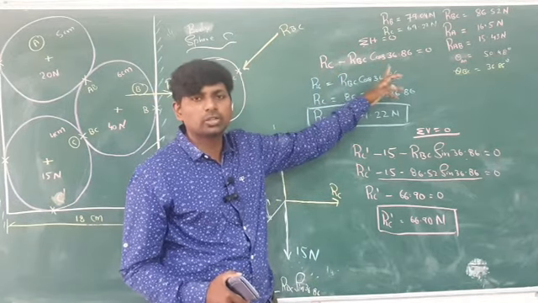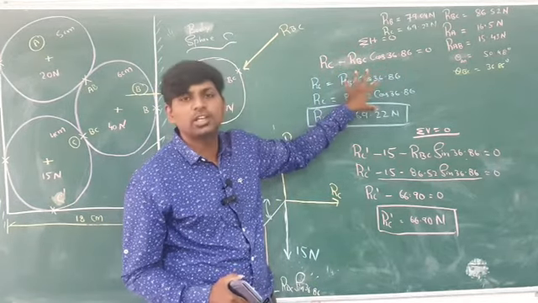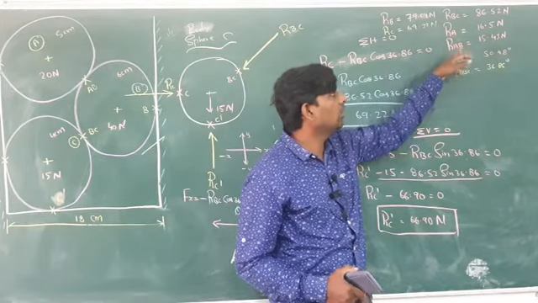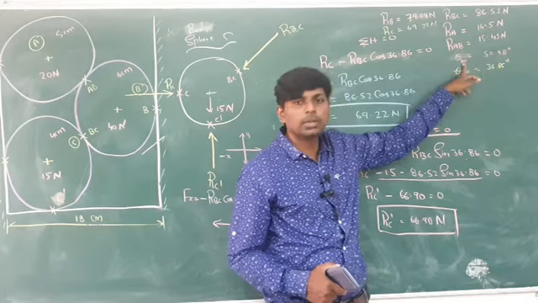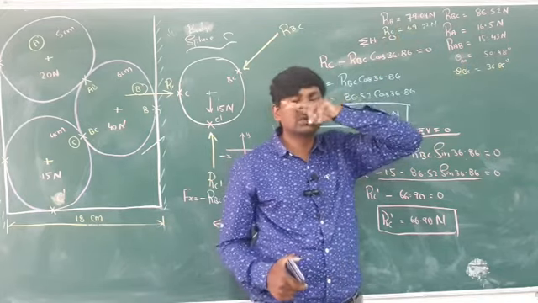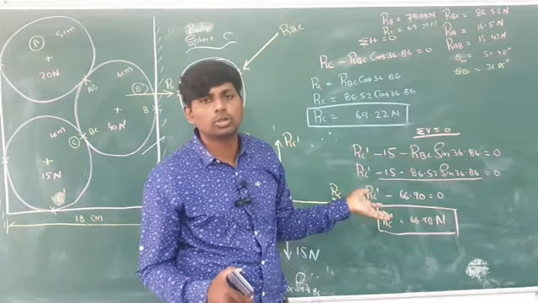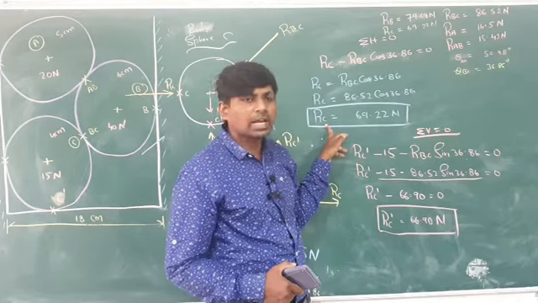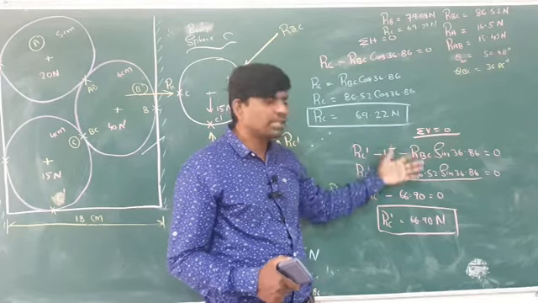Whatever the horizontal forces are, and whatever the previous values available, I wrote the previous values here: RBC how much, RA how much, RAB how much, theta AB how much, theta BC how much, and RB how much, and RC. Whatever the previous values are available, you also have to substitute. If you substitute and solve that, you get the value of RC. It is not a big deal. You can select this one also.